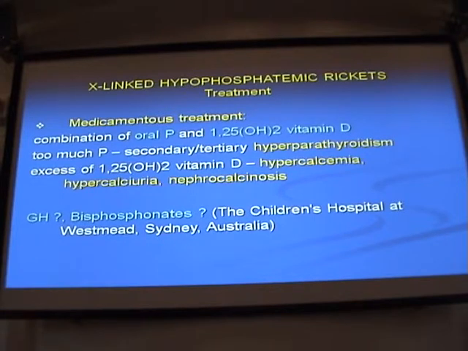There are some obstacles or complications. Too much phosphate causes so-called secondary or tertiary hyperparathyroidism. And an excess of vitamin D3 causes hypercalcemia, hypercalciuria, and in some cases nephrocalcinosis. In the Children's Hospital at Westmead, Sydney, Australia, they tried growth hormone and bisphosphonates, but without any results.